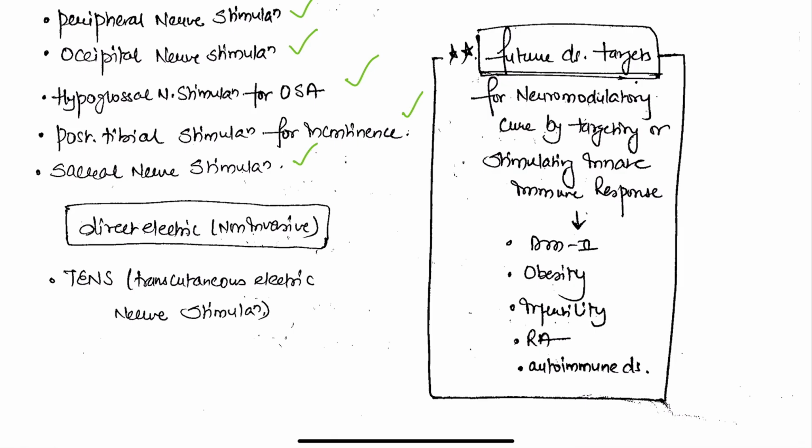And for neuromodulatory cure by targeting or stimulating the innate immune response, we can treat diabetes, obesity, infertility, rheumatoid arthritis, and autoimmune diseases. Basically, how we are using this is, we can cure a particular disease like diabetes by triggering a particular immune response.